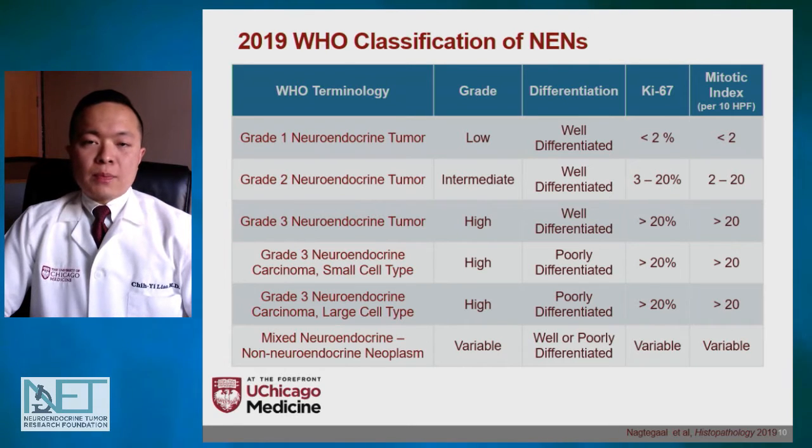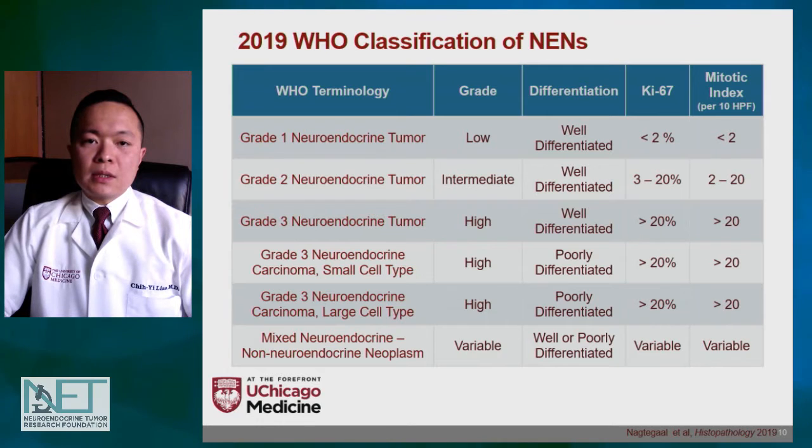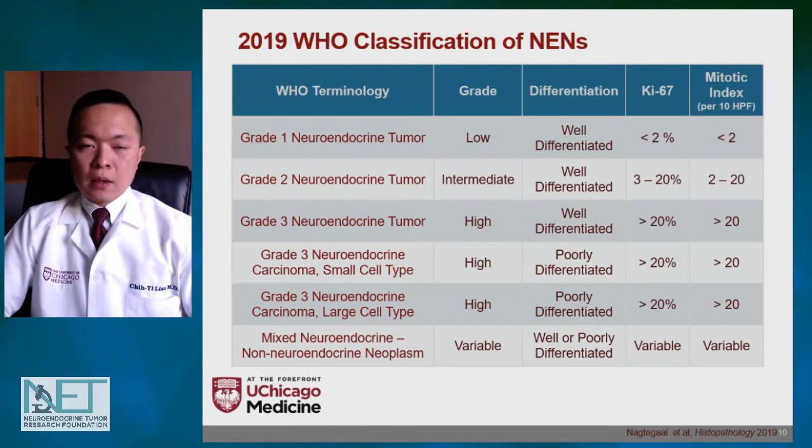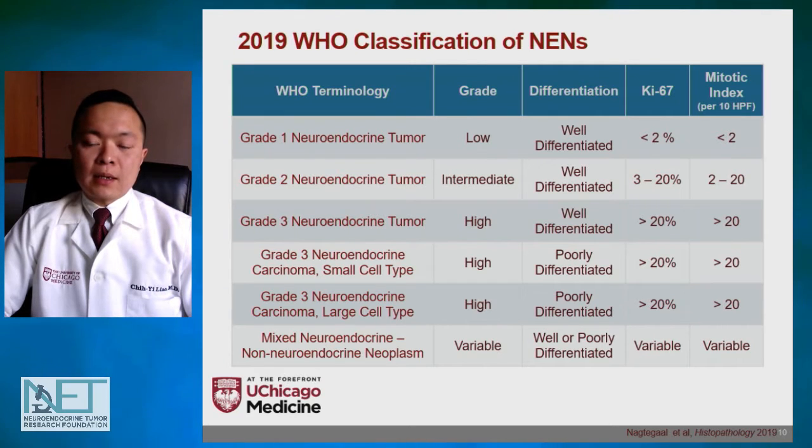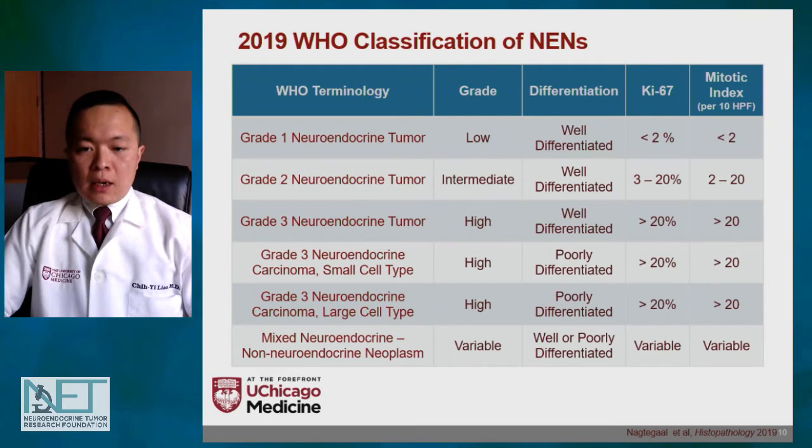And to further expand on the distinction between these three entities, this is the 2019 World Health Organization classification of neuroendocrine neoplasms. In this classification, neuroendocrine neoplasms are classified according to their grade and their differentiation, by things like the Ki-67 and mitotic index. We will go over in the next few slides what each of these terms mean.